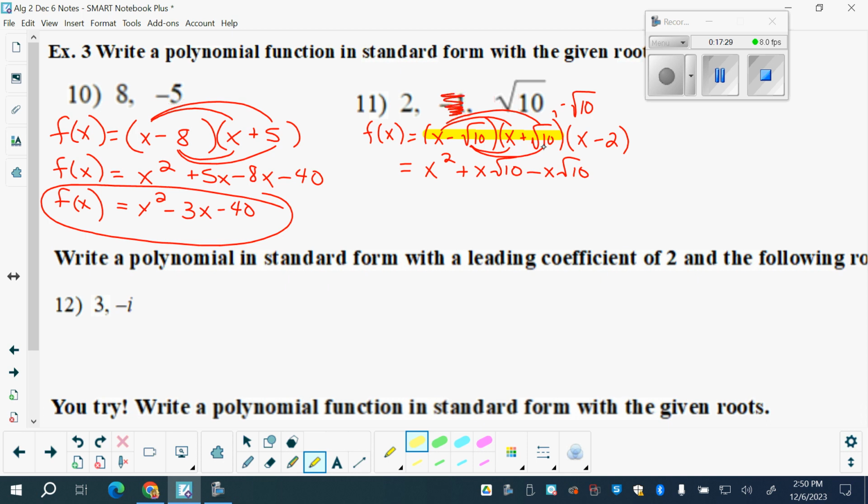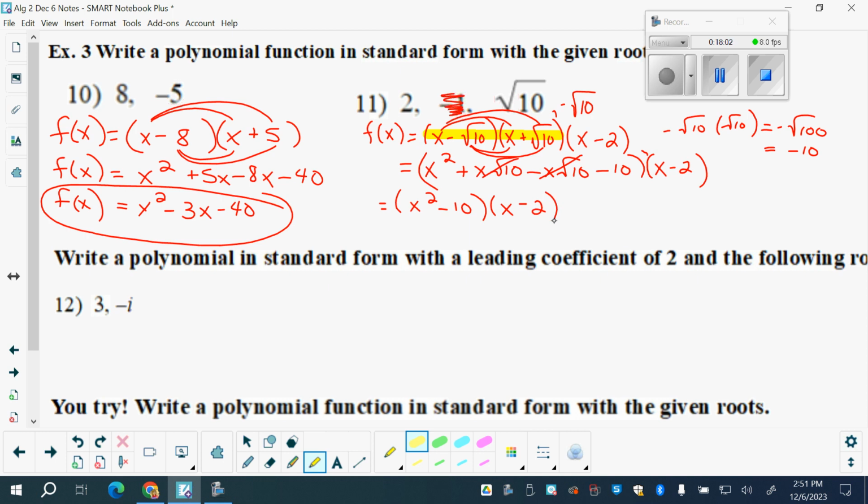Yes, so negative square root 10 times positive square root 10 would be negative square root of 100, which is what? Negative 10. Does that make sense? So what happens to those middle ones? They cancel. So we get x squared minus 10 times x minus 2. And then we're going to multiply those two. We're not done, right? We still have to keep multiplying.